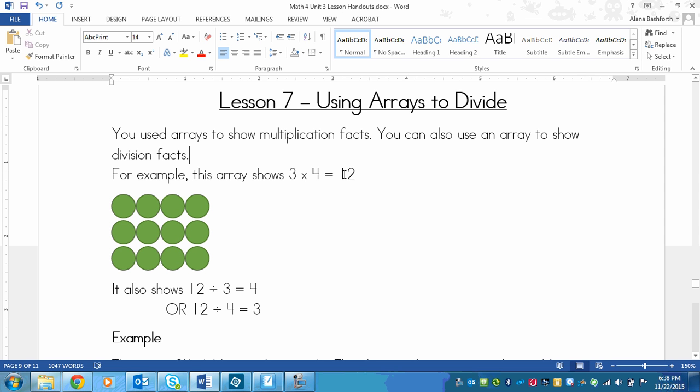We can use this same array to show division. Down here, it shows 12 divided by 3. The total is 12, and we divide by 3 rows, and that equals 4: 1, 2, 3, 4. Or similarly, we could start with the total number again, which is always the first number when you're dividing, and divide by the 4 columns, and that equals the 3 rows. So that's how that would work.